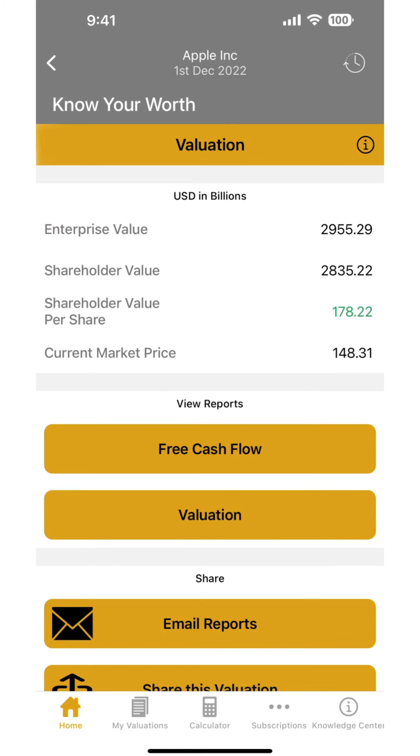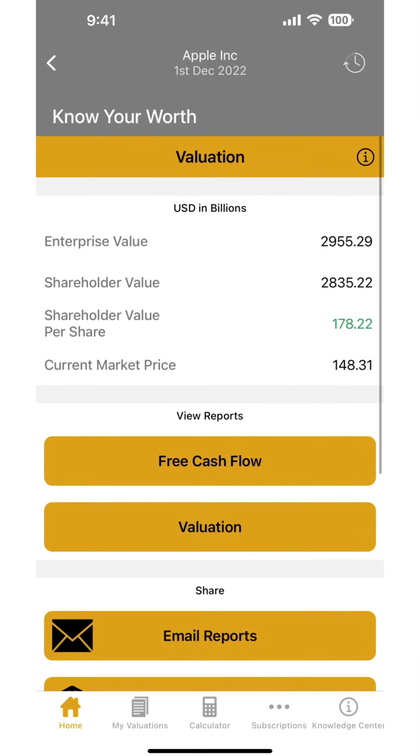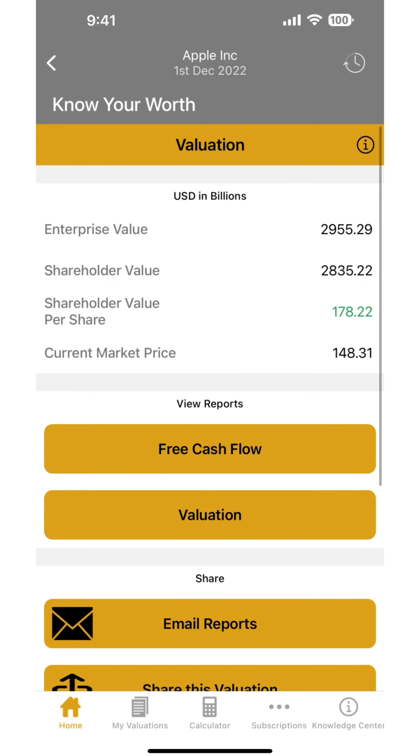This screen displays the results of valuation. Users can view the shareholder value and the shareholder value per share of the company. We can see that the shareholder value per share for Apple is $178 per share based on assumptions entered as on the date of this exercise, and the current market price as on 1st December 2022 was $148 per share.